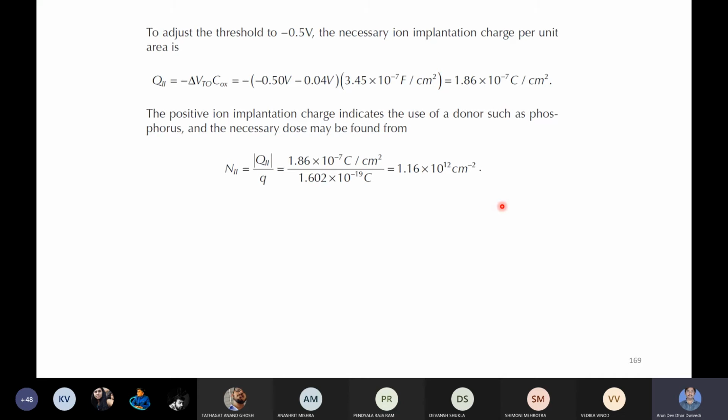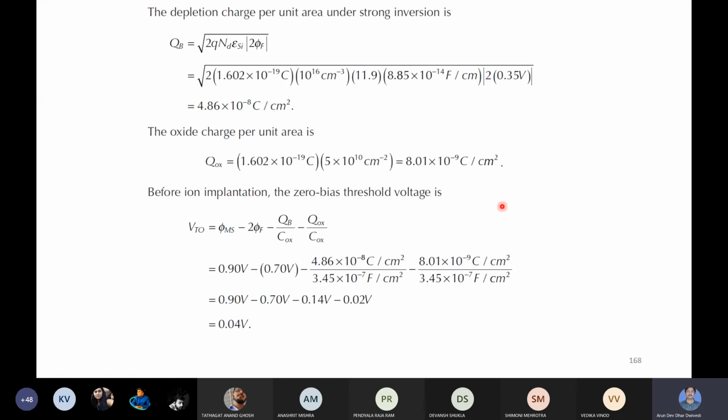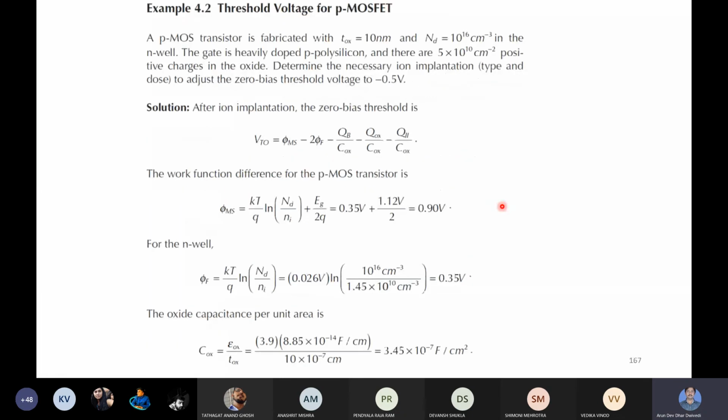Is it clear? If you understand this example completely, then you can solve any problem. Starting from here, we can understand. This is the formula. We can take a marker also, we can take a pen also.